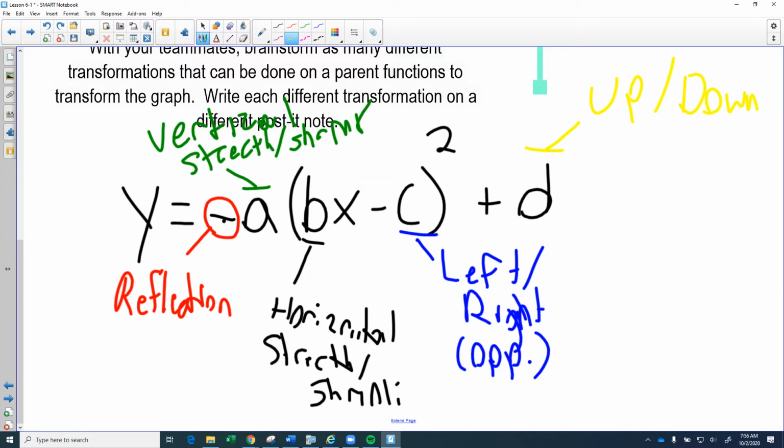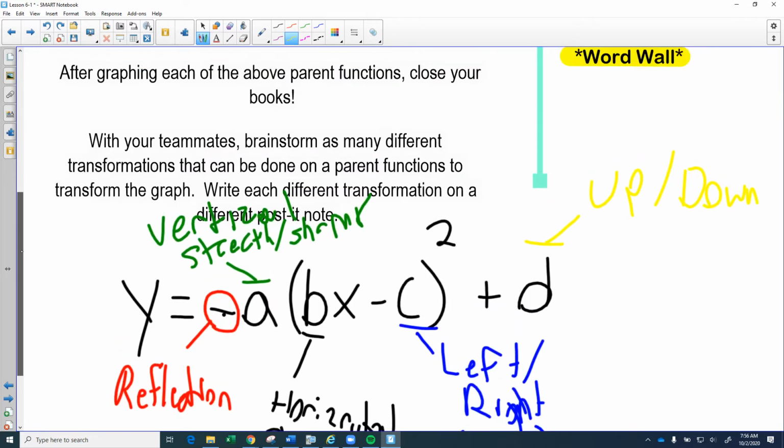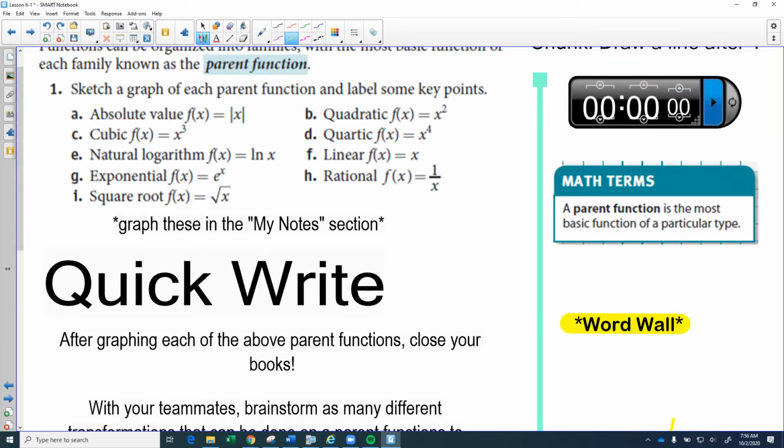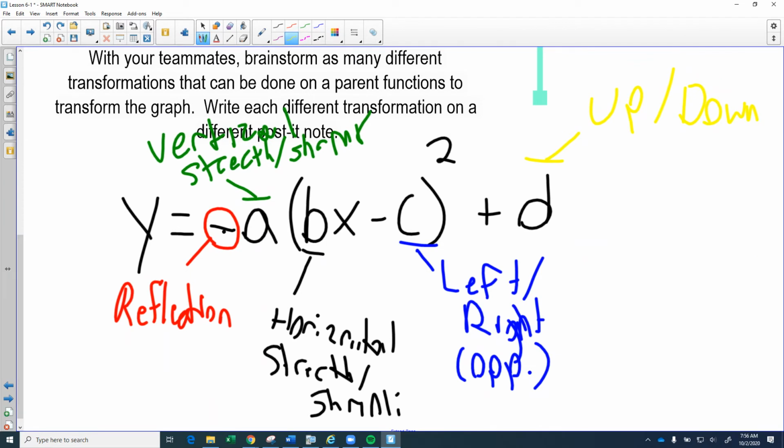Now, we're going to go over these in class. We're going to talk about them. We're going to go through a couple of these. But this is the main idea, just understanding that any single one of these equations up here could be written out with any of these values inside of it, and that could create a different type of transformation.